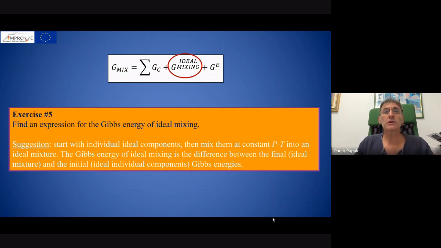Find an expression for the Gibbs energy of ideal mixing. There is a suggestion for it. Just start with individual ideal components. Then consider them as mixed ideally to originate an ideal mixture. The Gibbs energy of ideal mixing is simply the difference between the final and the initial Gibbs energies. Press pause now if you want to do the exercise.